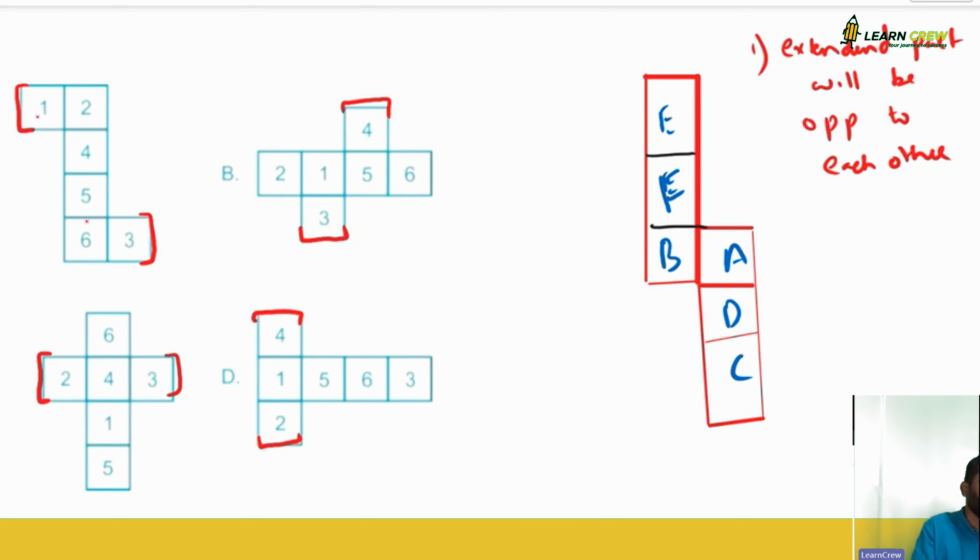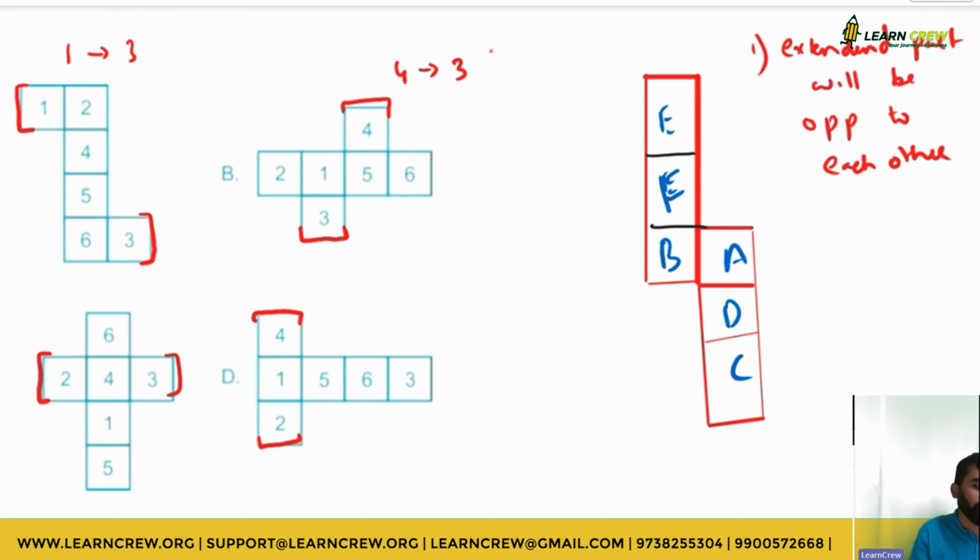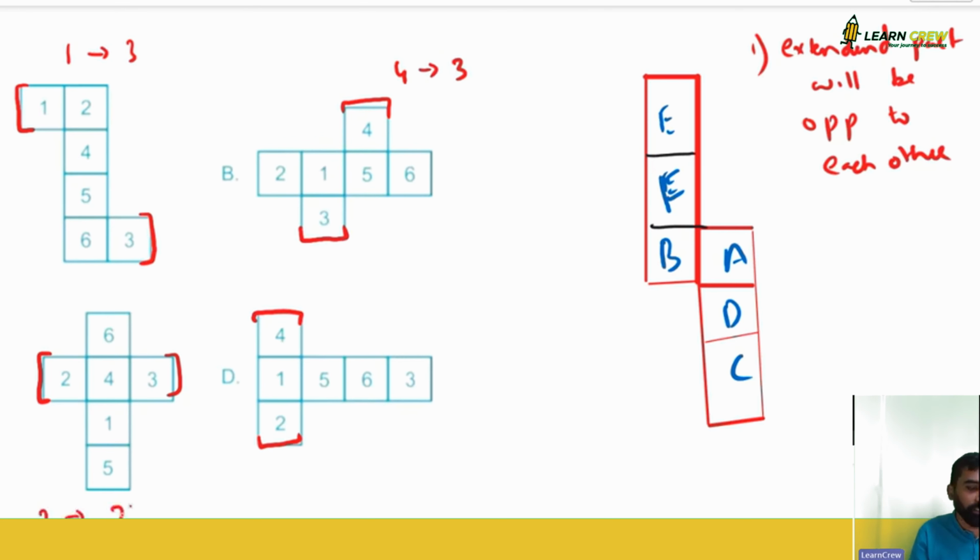So here, what is 1 opposite to? 3. Here in B, what is 4 opposite to? 3. Here, what is 2 opposite to? 3. Here, what is 4 opposite to? 5. This is according to the first point.